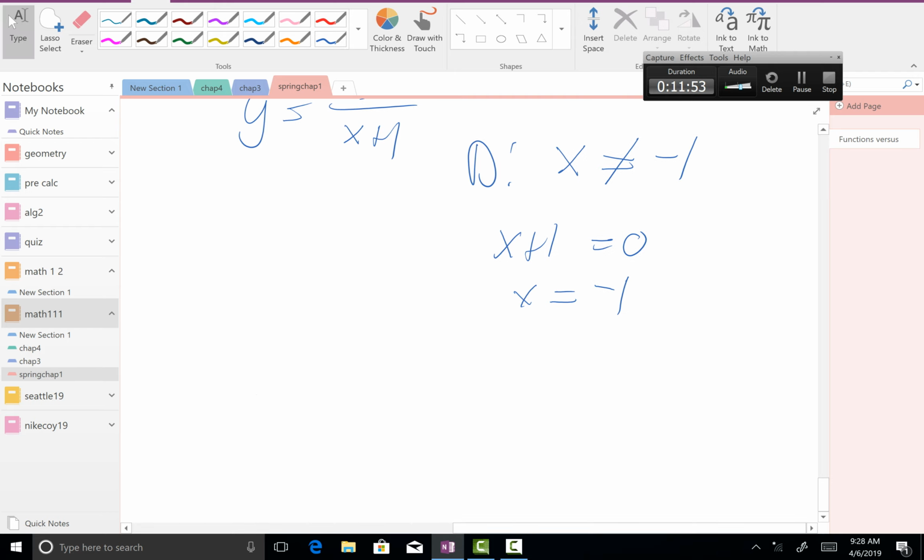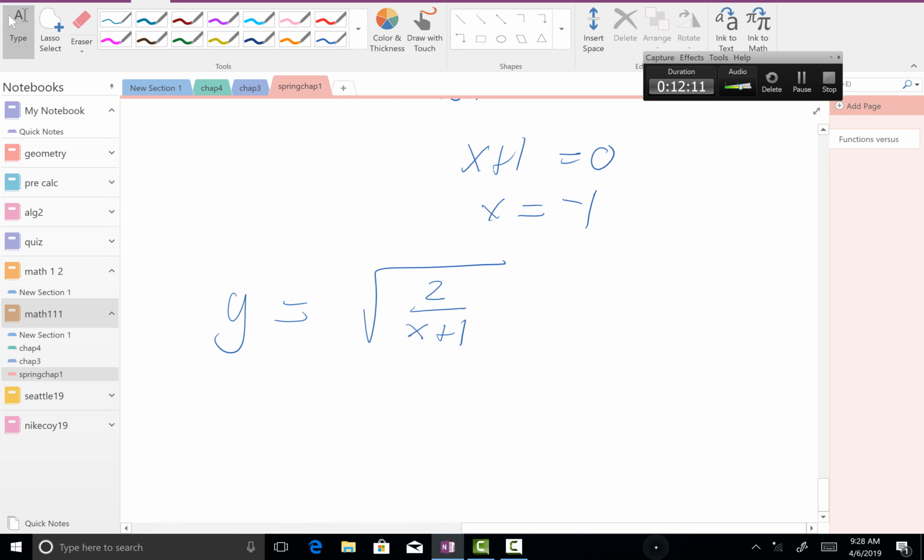All right, let's make one a little more complicated. I see here they have one like this. Now they have both a square root and a rational. Oh my goodness. So let's deal with the rational first. What can't we have down here? Can't have a 0 down there, right? So x cannot be what number? Negative 1. Okay, I took care of that part.